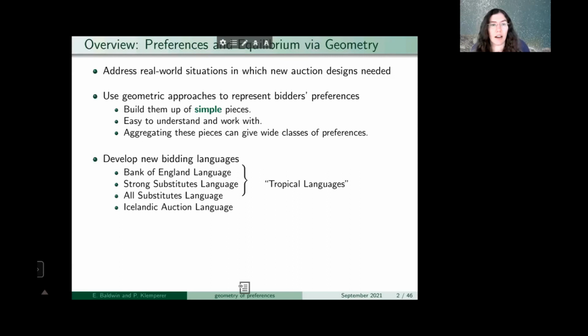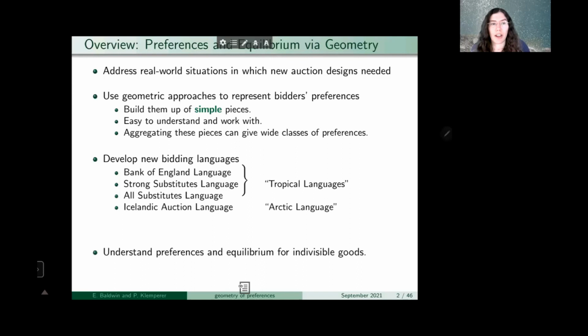The last auction in this list doesn't actually have these properties. We used our inspiration of being used to thinking about things geometrically, but not actually the precise tools that we developed. And since the first three are tropical and the final one was developed for Iceland, we call that one an Arctic language, as I guess a bit of a joke.